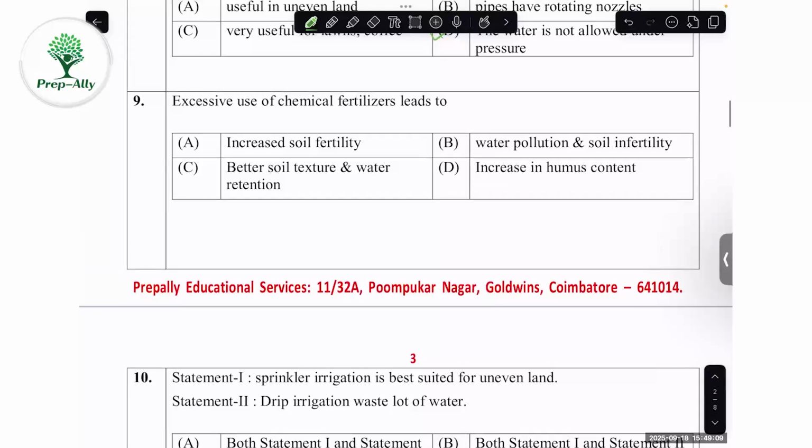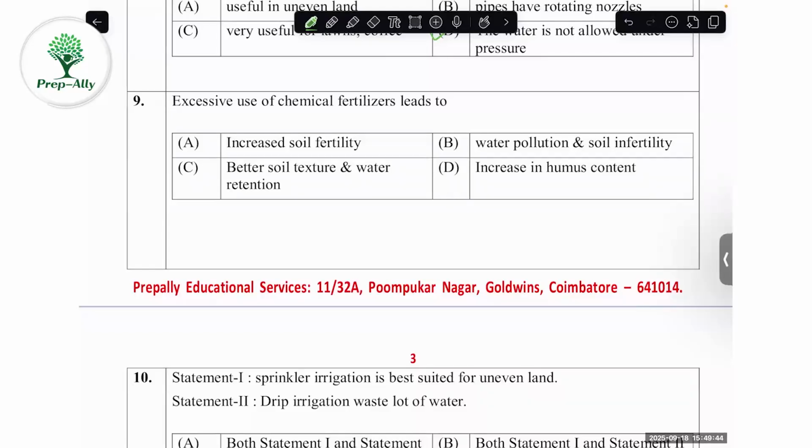And the next question: excessive use of chemical fertilizers leads to what? Fertilizers are chemical, they have more chemicals, like this NPK. They are prepared in factories and so on. Anyway, they have to be used for the soil to get nutrients, right? So they're asking, if it is used excessively, what will it lead to?